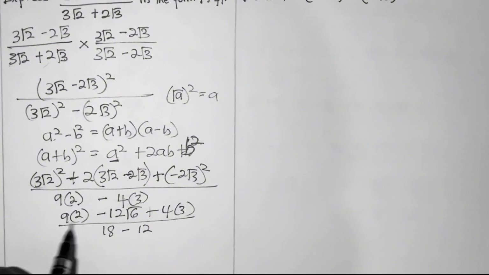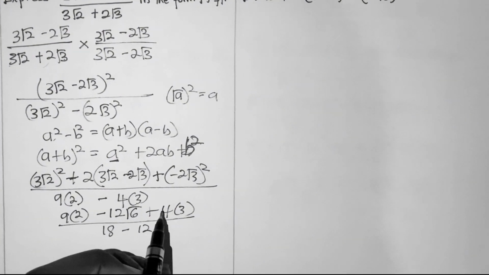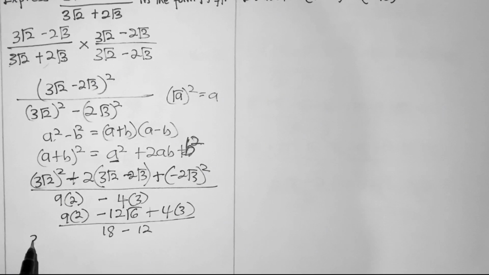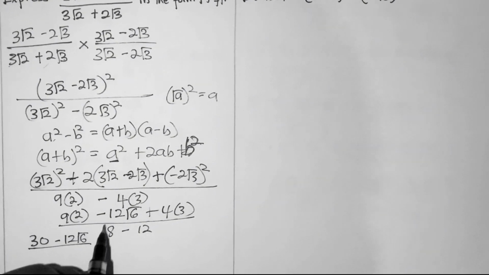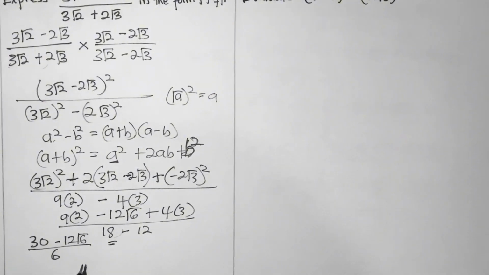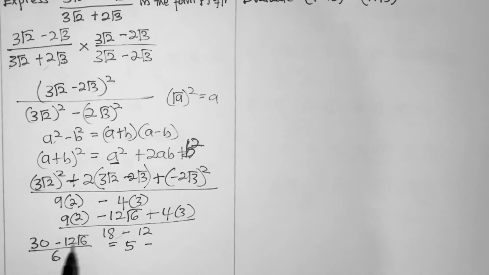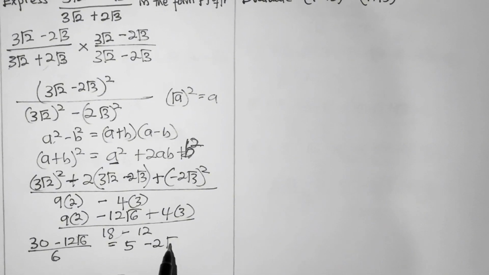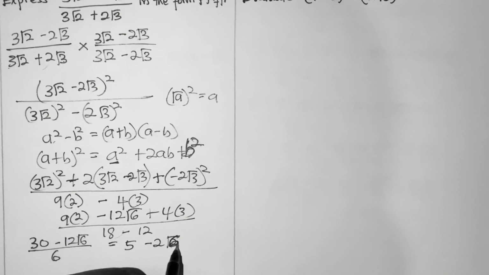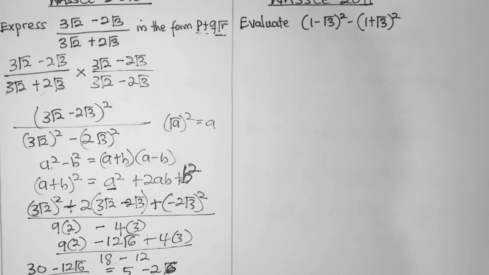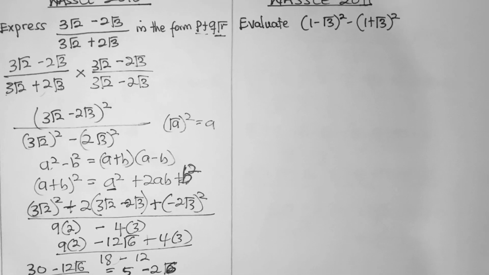So you can see that 9 times 2 is 18. Then 4 times 3 is 12. 18 plus 12 is 30. So this becomes 30 minus 12 root 6, divided by 18 minus 12, which is 6. So this is equal to, now 30 divided by 6 is 5, minus 12 divided by 6 is 2, so 2 root 6. Sorry, 2 root 6. So in terms of P plus Q root R, this is 5 minus 2 root 6.